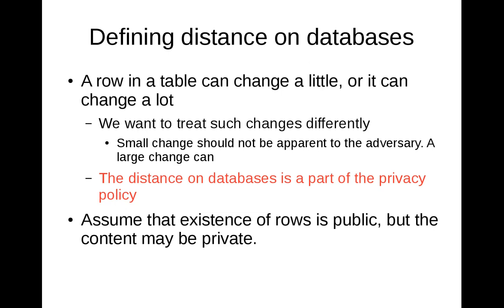For example, if both the location and the speed are private, then how do we weigh a change in the location versus a change in speed? And indeed, this distance is something that the data owner or privacy policy officer should determine. And so the distance is indeed a part of the privacy policy itself.